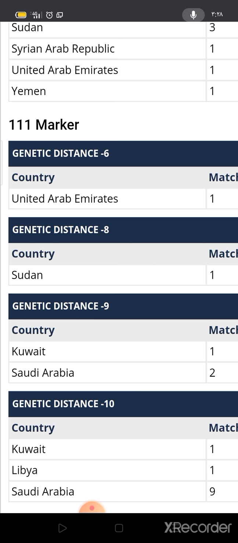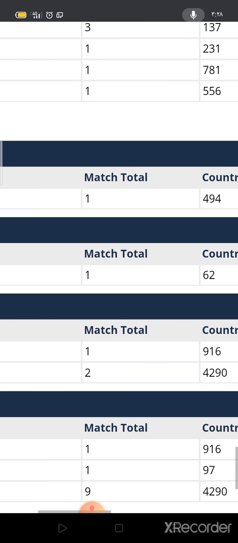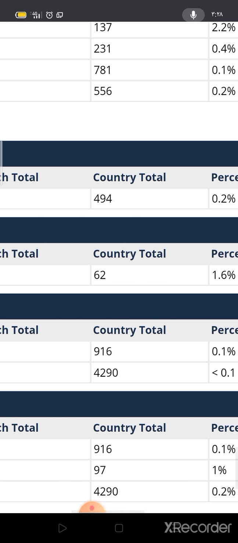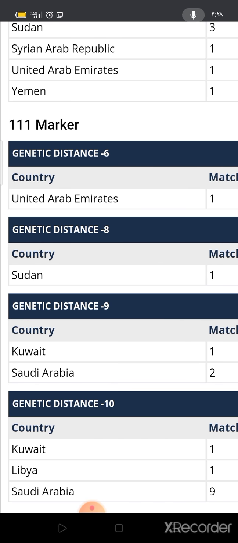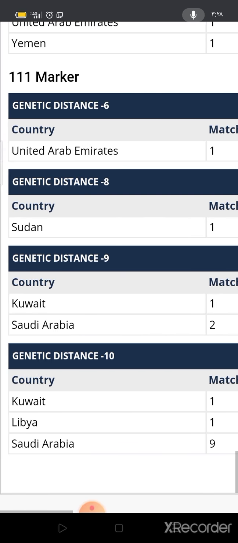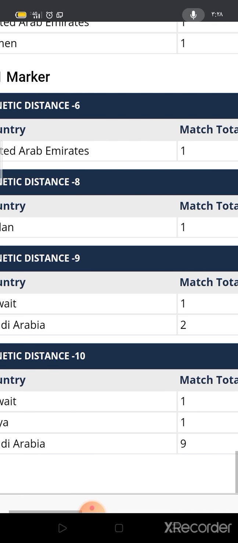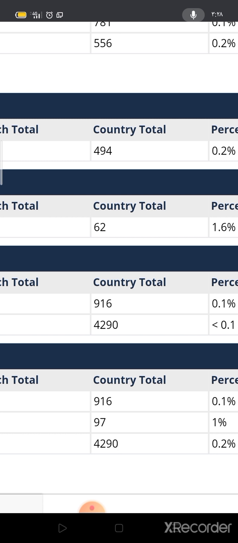Genetic distance 8, Sudan, my country. 1 among 62 people who did the test. Only 1 at genetic distance 8. Genetic distance 9, I don't have Sudanese here. I have only from Kuwait and Saudi Arabia. 2 from Saudi Arabia, 1 from Kuwait. The people who did the test in Saudi Arabia are 4,290, and in Kuwait 916.